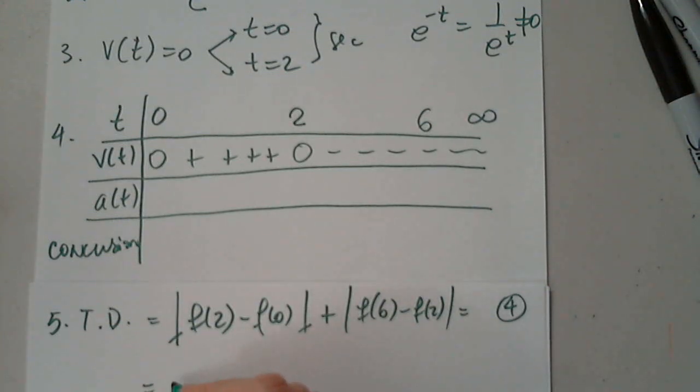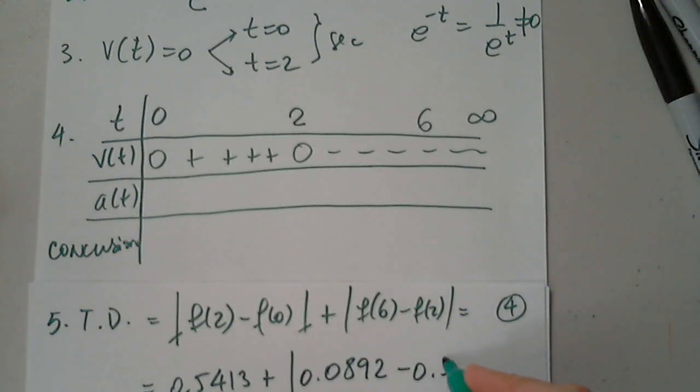So f of 2 is 0.5413. Then f of 6, so that's plus f of 6, it's 0.0892 minus 0.5413.